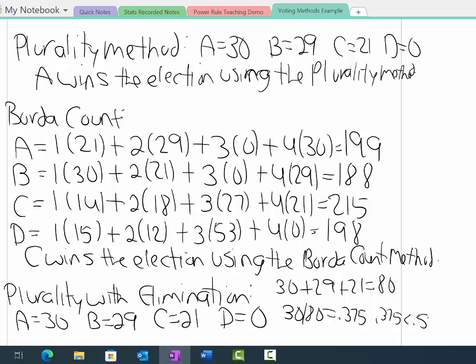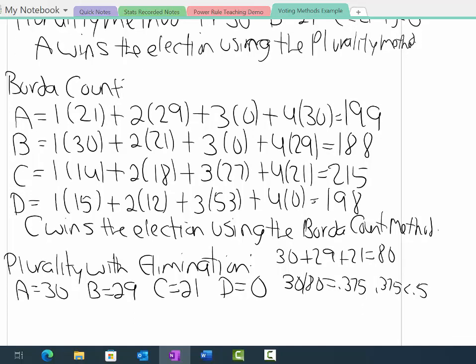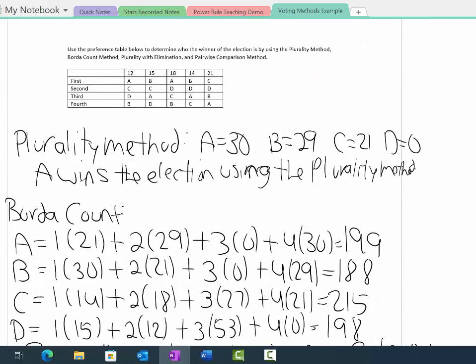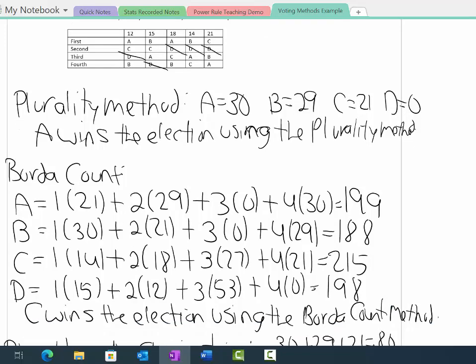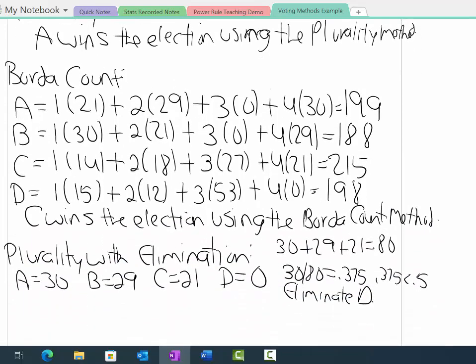So which candidate has the least first place votes? That's D, so we're going to eliminate D. So let's go back up and eliminate D from each column. Now, we're going to do the first place votes again. The problem is D did not receive any first place votes. So A, B, and C still have the same first place votes. So A is still 30, B is 29, C is 21.